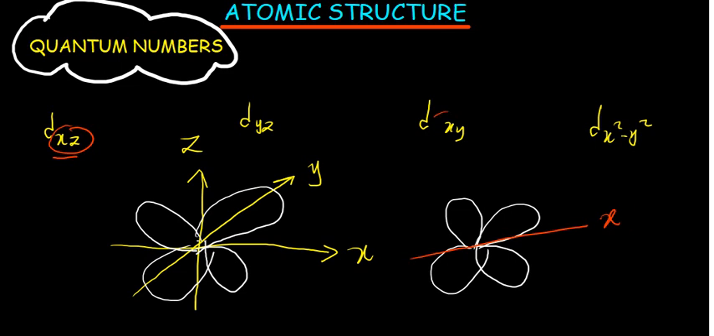And if it is dxy, you can't see what? You can't see a z there, that means this line is going to be z. Right, so that is this orbital. That is how it looks.